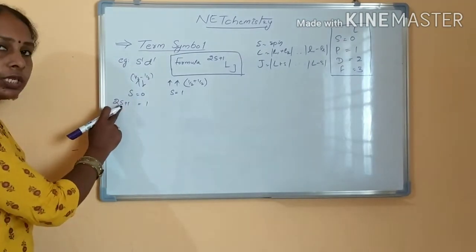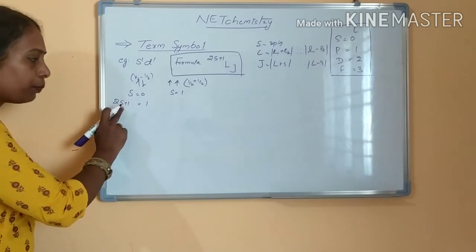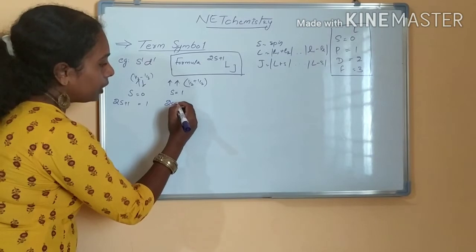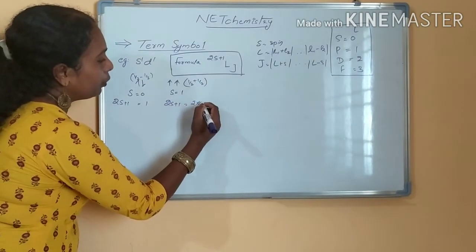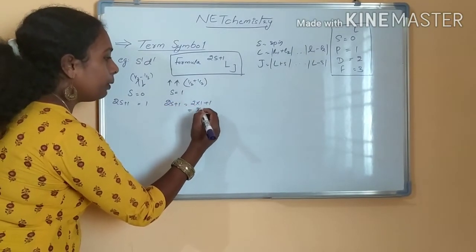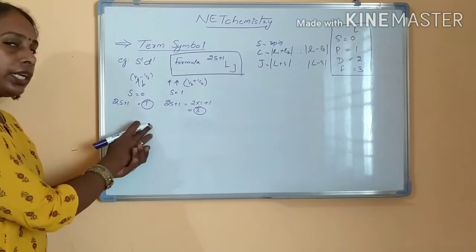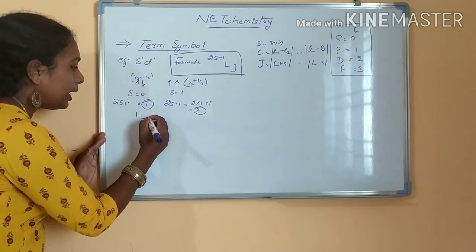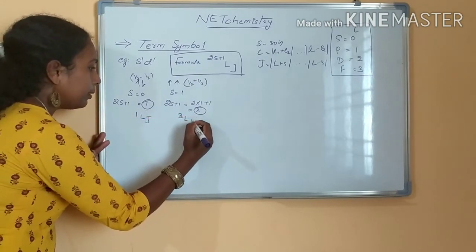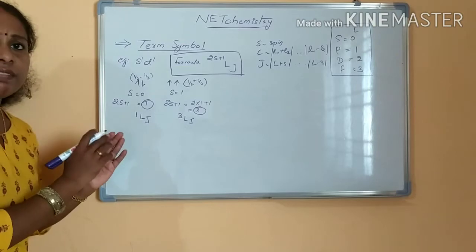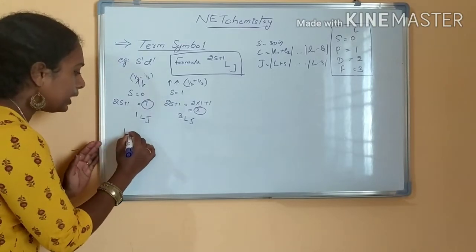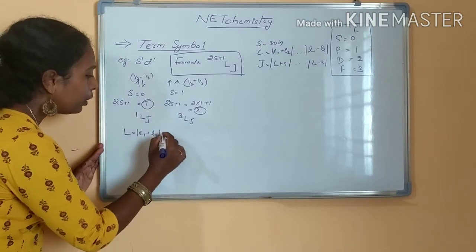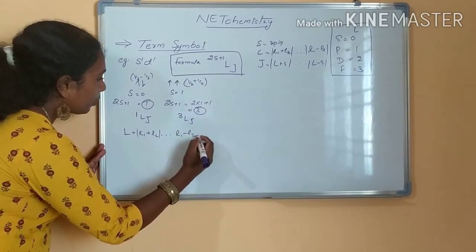I have substituted 0 for S, then you get 1. For S equal to 1, 2 into 1 plus 1, you get 3. So we got two different 2S plus 1 values. First we will write 1 LJ and 3 LJ. Next we will calculate the L value. The L value is nothing but L1 plus L2 to L1 minus L2.